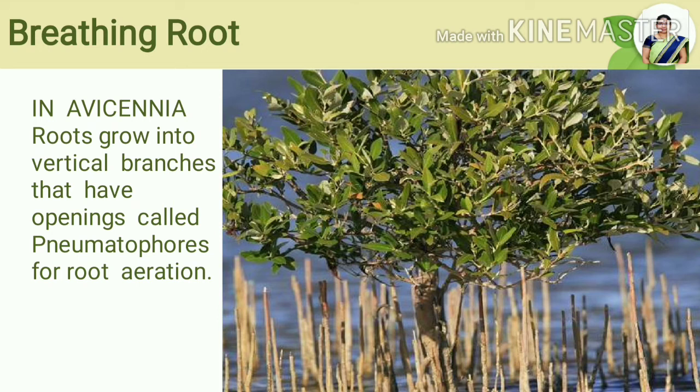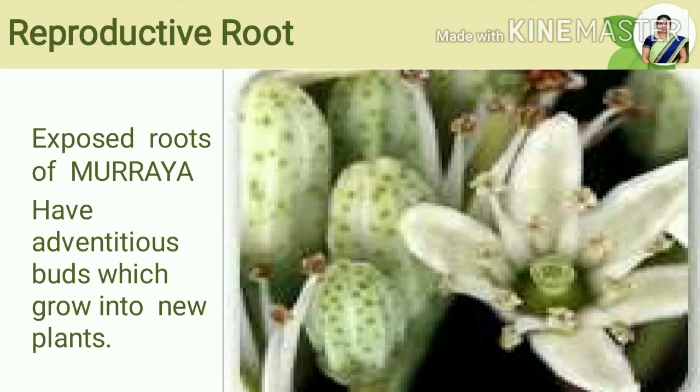Breathing root. In Avicennia, roots that grow into vertical branches and have openings called pneumatophores. Pneumatophores, they respire. Root aeration is possible because of the presence of pneumatophores. Reproductive root. The exposed roots of Murraya have adventitious buds which grow into new plant. It is known as reproductive because it can grow into new plant.